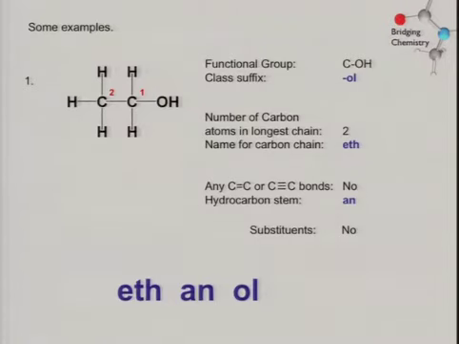F, the bit that tells you about how many carbons are in your long chain, goes first. The an, the bit that tells you that there's no double or triple bonds in there, goes in the middle. And then the ol, the bit that tells you that it's an alcohol, goes at the end. And so you have F-an-ol.